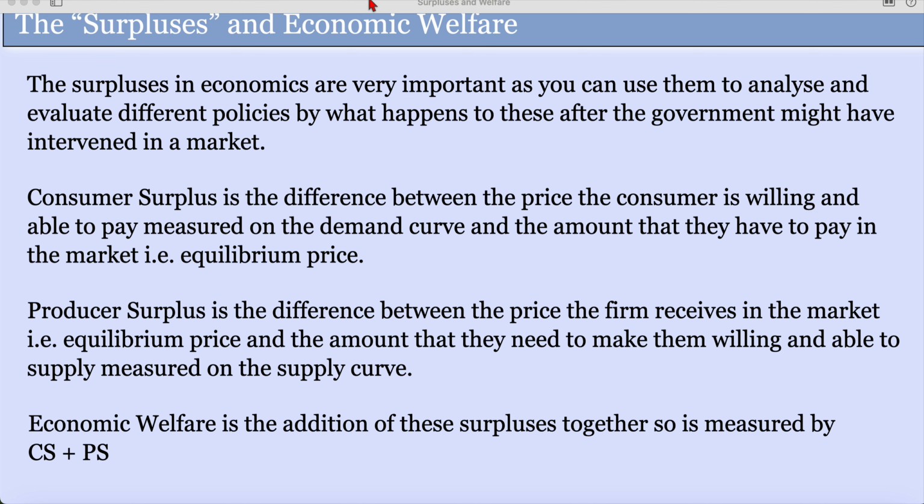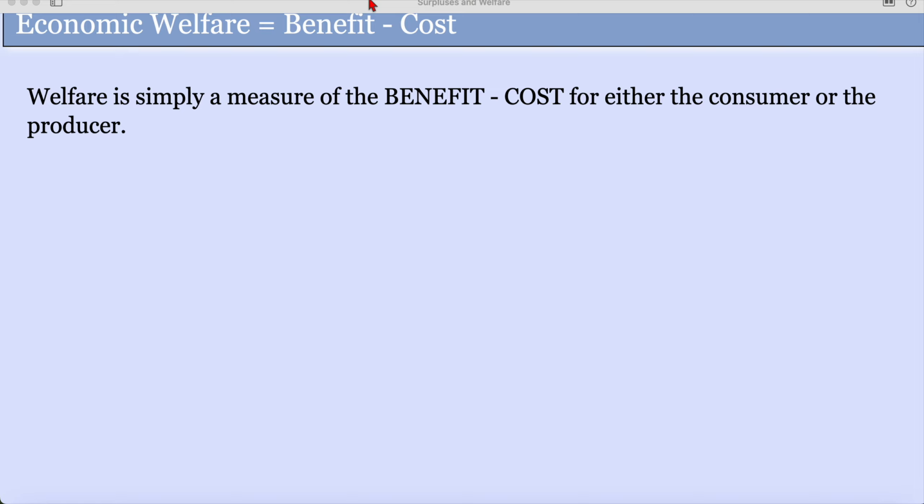But before we get that, let's have a little look at what we mean by these surpluses again. So the best definition of welfare, economic welfare, it's like well-being, is simply a measure of the benefit that you get from something less the cost to you of something. So let's, for example, say you eat a piece of cake, then you're going to get some benefit from that, and you can measure that benefit here, but it's also cost you something. So your well-being would rise if your benefit was bigger than your cost.